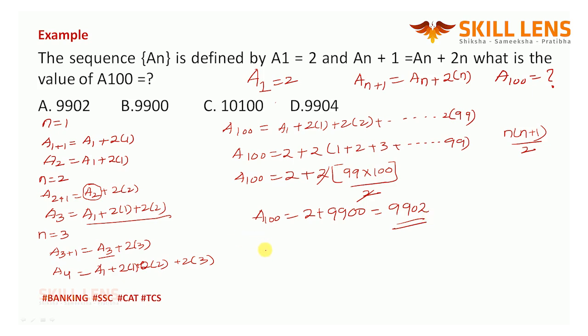He may give A of anything. You should know the sum of n natural numbers and you can get your answer very easily. So this is how you can answer this particular question. So I can say my answer here is what? 9902, which is option A.